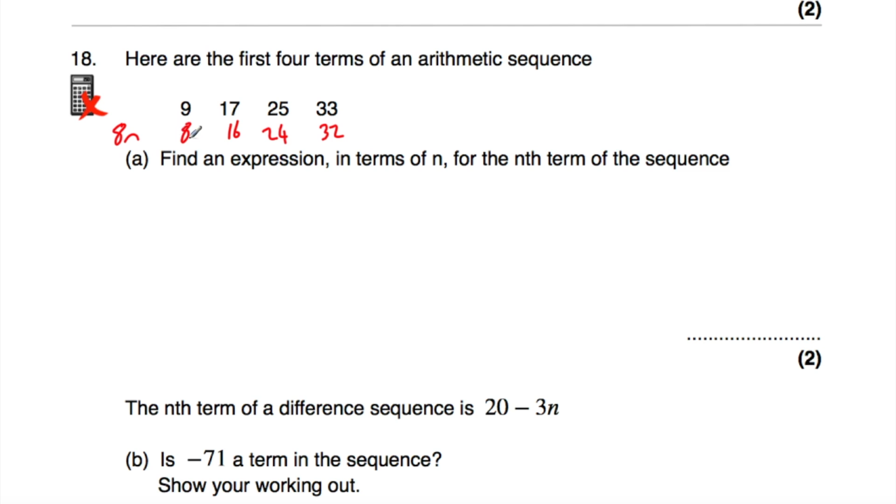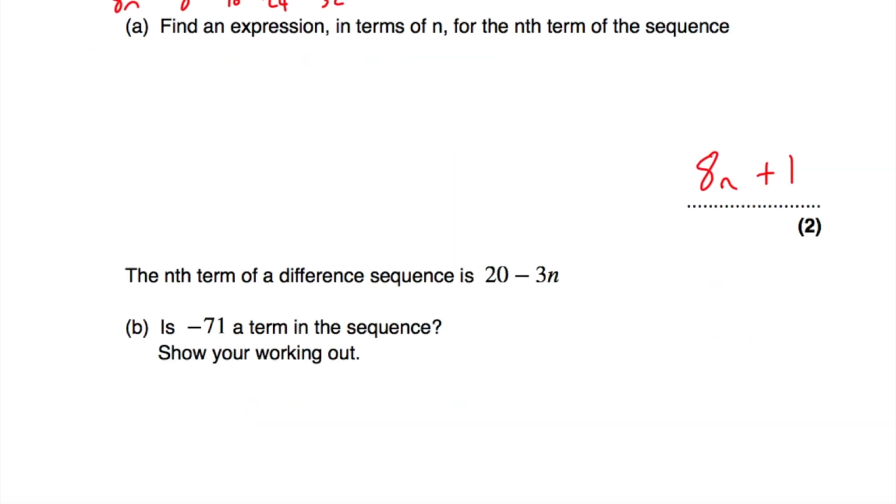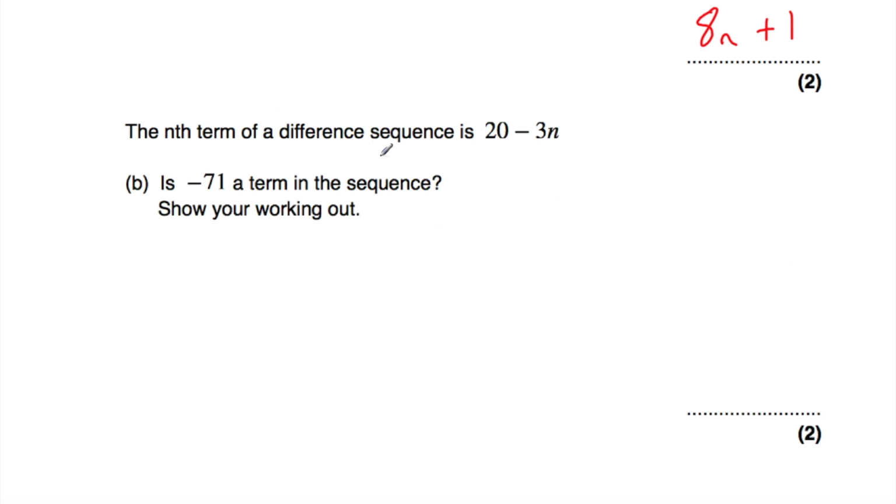And to get from 8 to 9, we add 1. To get from 16 to 17, we add 1. To get from 24 to 25, we add 1. So the nth term of the sequence would be 8n plus 1. And that's it, because these numbers are one more than the 8 times tables. 9, 17, 25, 33. They're all one greater than the 8 times tables. And then if we carry on, we're told the nth term of a different sequence is 20 minus 3n.